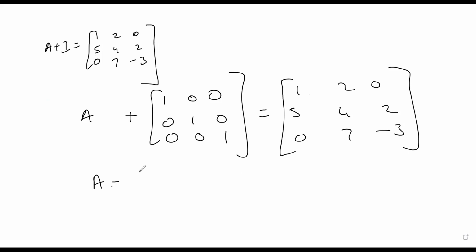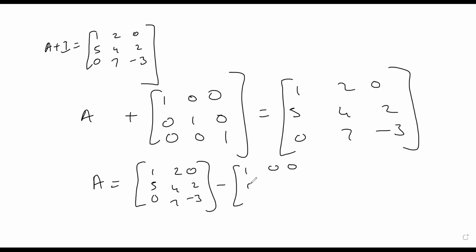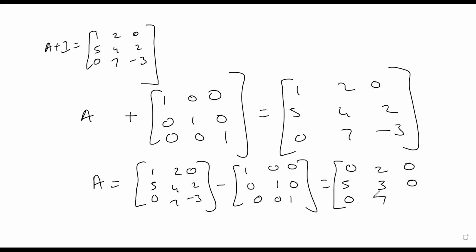So we will say A is [1 2 0; 5 4 2; 0 7 -3] minus [1 0 0; 0 1 0; 0 0 1]. So it will be 1 minus 1 is 0, 2 minus 0 is 2, 0 minus 0 is 0, 5 minus 0 is 5, 4 minus 1 is 3, 2 minus 0 is 2, 0 minus 0 is 0, 7 minus 0 is 7, minus 3 minus 1 is minus 4. So this is your A.